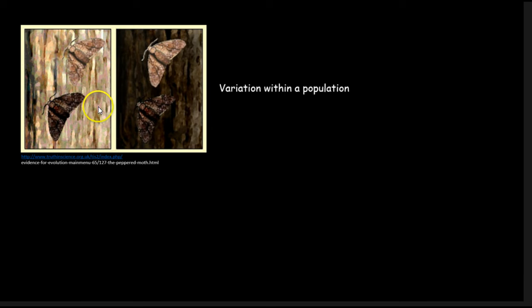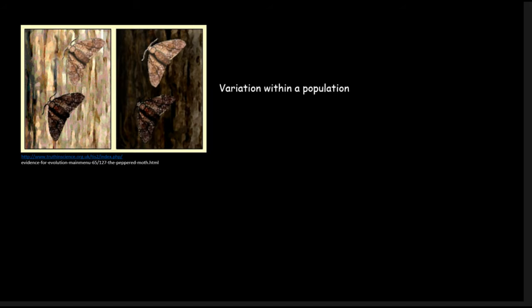But during the Industrial Revolution, where you had a lot of soot being released from the factories, these trees became covered with soot, so they were darkened, and now the variation that did not survive in the population would be the light-colored ones, and the black-colored moth population began to grow.